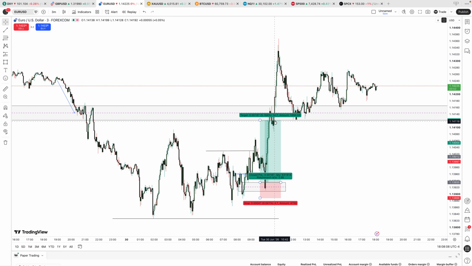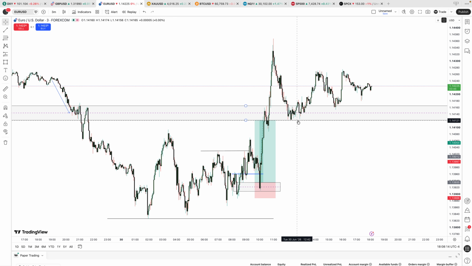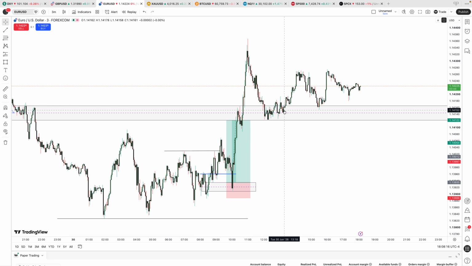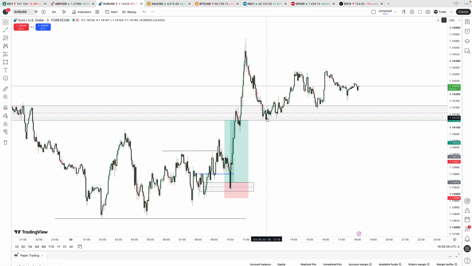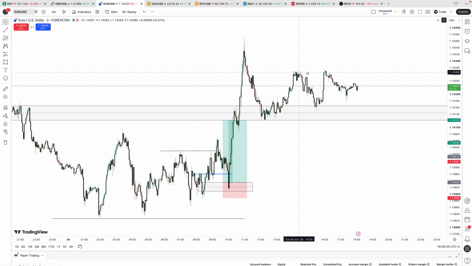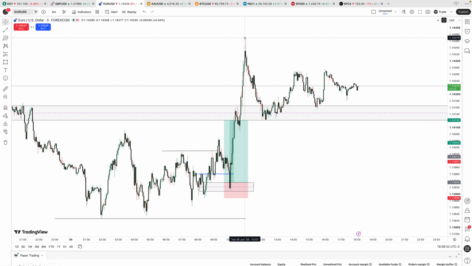Price started at 10:30 in the morning, took liquidity, came back there. This is the afternoon session from 1:30. Afternoon session, fair value gap, traded efficiently into this. Why did it do that? From this low to this high, deep discount, obviously traded back up, but we can see that price is taking liquidity here.